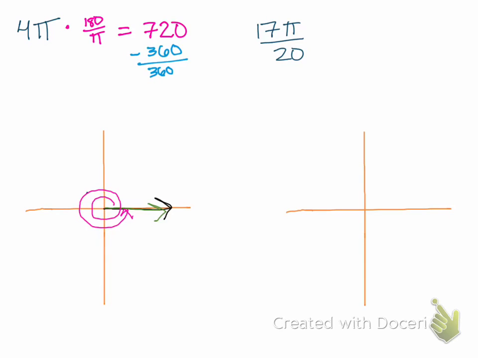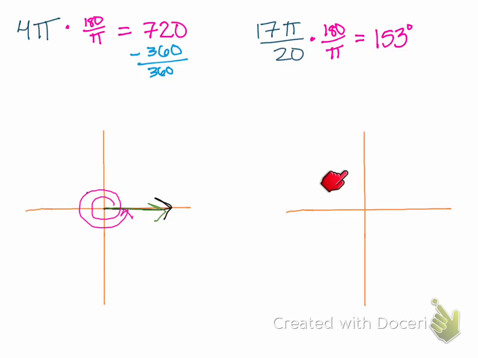Let's try 17 pi over 20. Again, it's in radians, so let's convert. Let's multiply by 180 over pi. The pi's reduce and leaves me with 153. Okay, 153 degrees. I know that's more than 90, but less than 180. So I'm going to guesstimate.